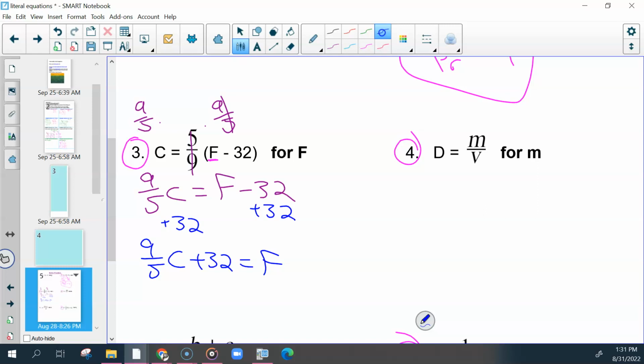For 4, we're trying to get m by itself, we need to get rid of b. How would we do that? There's something, but I didn't hear what you said. Were you going to say something? Multiply both sides by b. So I have v, d, these v's would cancel, and I would just have m.